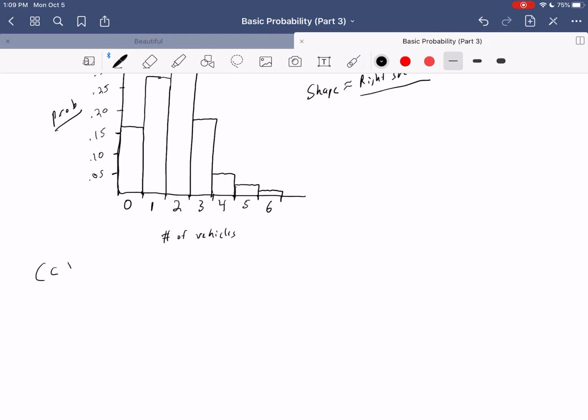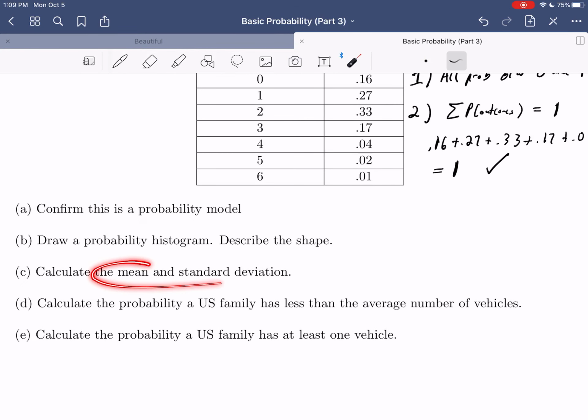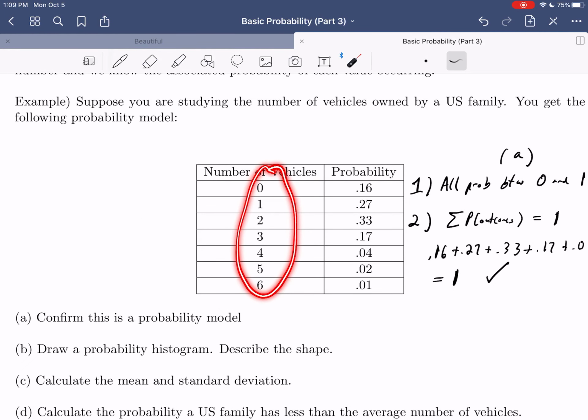All right, let's see what else we wanted to do. For C, we want to calculate the mean and standard deviation. Now, we haven't seen mean and standard deviation for a while because, of course, that's stuff that we do for variables, for data, right? And for a while, we've been doing probability. So how do we calculate the mean and standard deviation? Well, we want to use these values, but we want to make sure that they're weighted according to how frequently they occur. Things like 1 and 2 have more weight because they have a higher probability, whereas 6 doesn't happen very frequently.